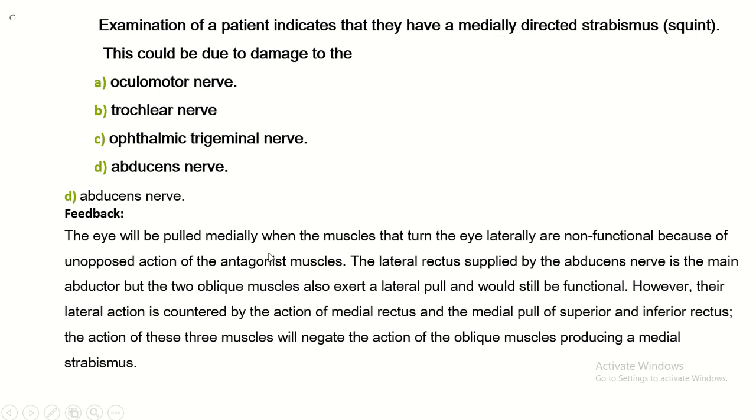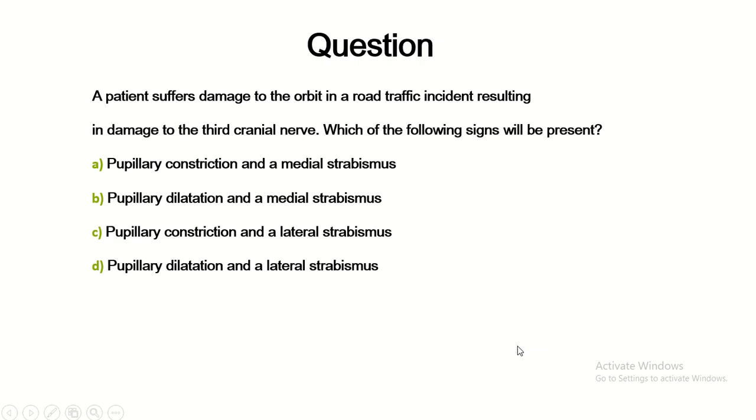The eye will be pulled medially when the muscle that turns the eye laterally is nonfunctional because of the unopposed action of the antagonist muscle. The lateral rectus, supplied by the abducens nerve, is the main abductor, but the two oblique muscles also exert a lateral pull and would still be functional. However, this lateral action is counteracted by the action of the medial rectus and the medial pull of the superior and inferior rectus. The action of these three muscles negates the actions of the oblique muscles and produces a medial strabismus.